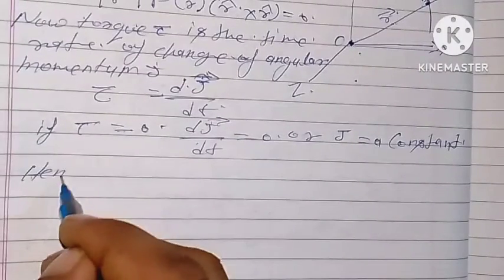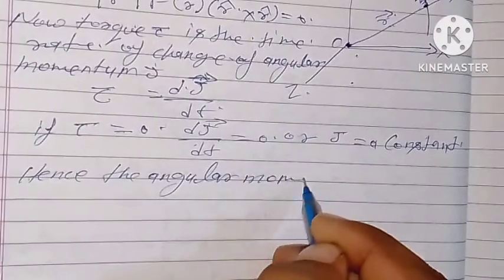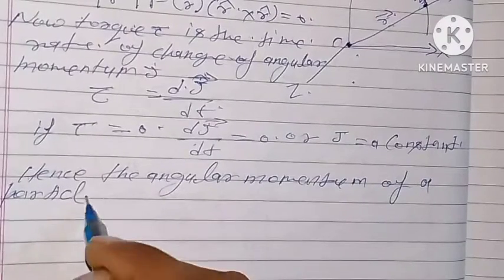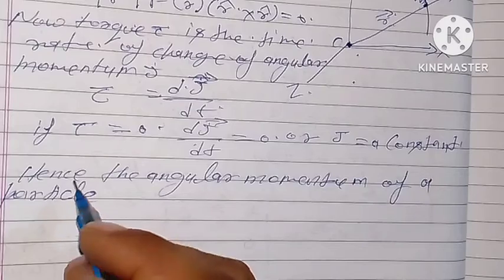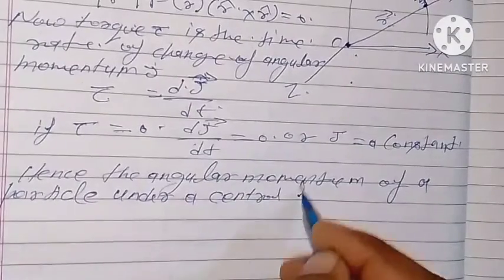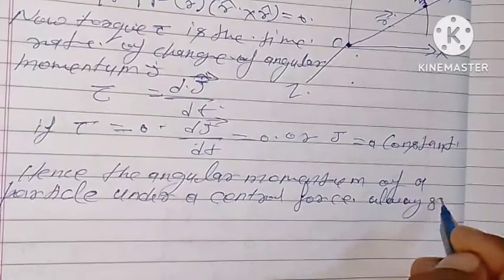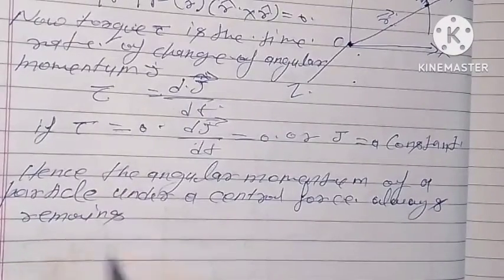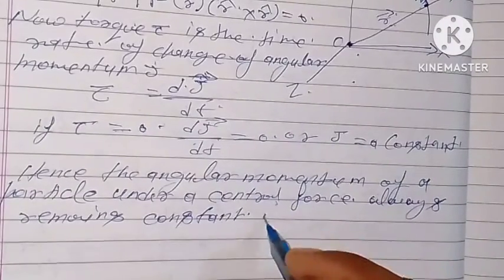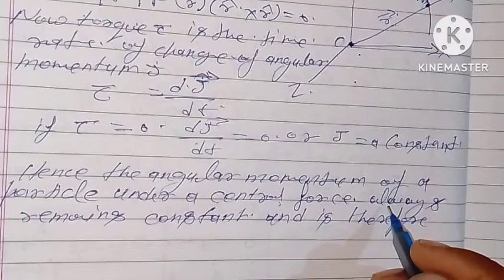Hence the angular momentum of a particle under a central force always remains constant, and is therefore a constant of motion.